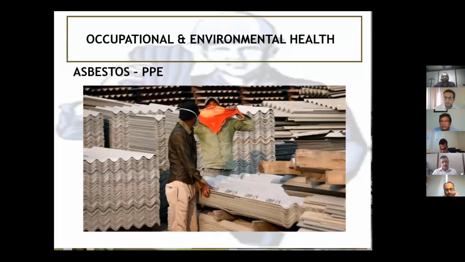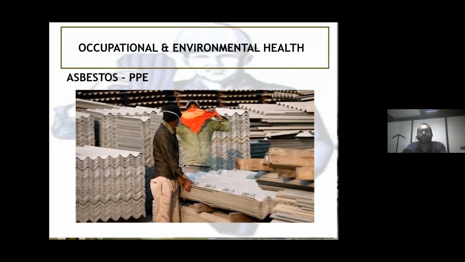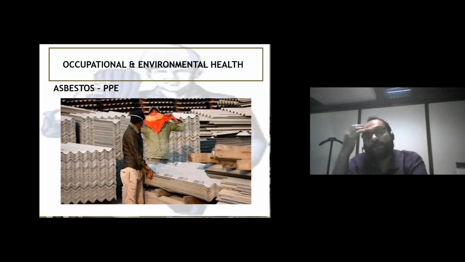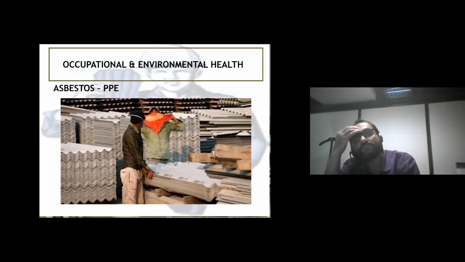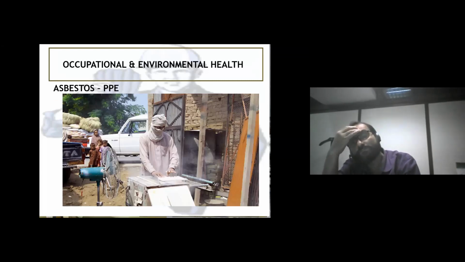Again, these are the corrugated sheets. The workers are wearing some kind of mask or some kind of cloth, but it's useless. And on the contrary, the person who is making these sheets has this kind of protection.